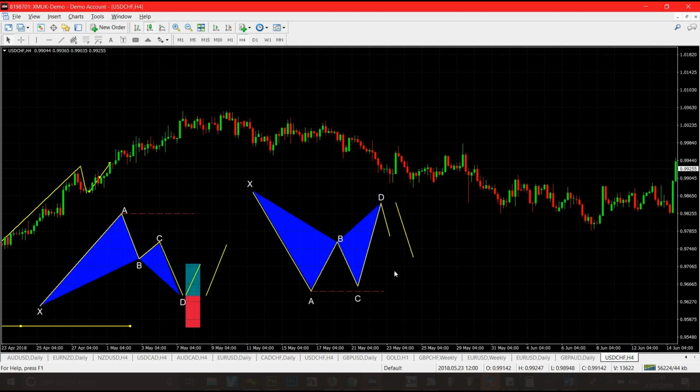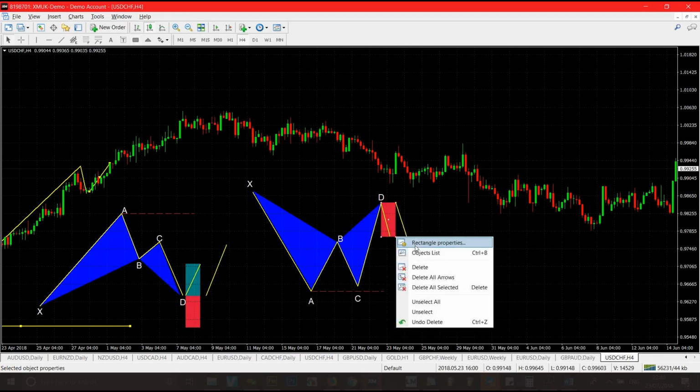Now, where is your stop loss? Exactly the same thing. So if you decide to take your stop loss to be 1-to-1, it should be at that level.